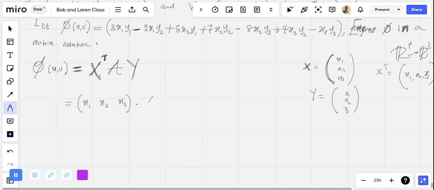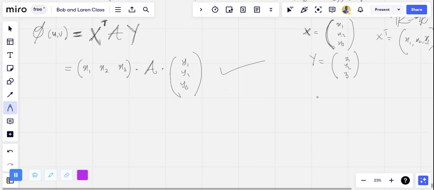But I don't know what my matrix A is. Your matrix A, you have to get it from here, and I will explain that as well. So my vector y will be y1, y2, y3. This is the final answer, but you can't leave it as this because we still need to find matrix A. So how do you find matrix A?